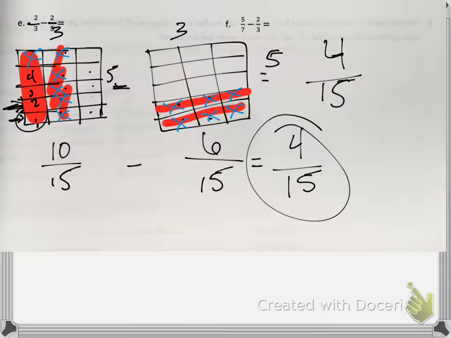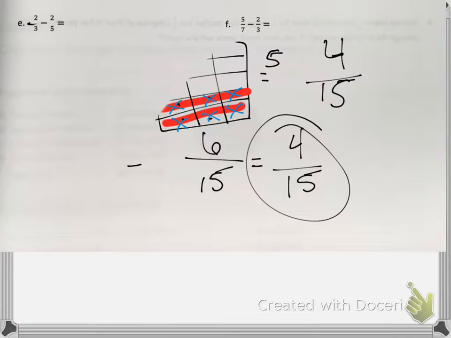All right. So let's erase all this. And then 5/7 minus 2/3, same thing. I'm going to let you do this one on your own. I get 1/20 first.